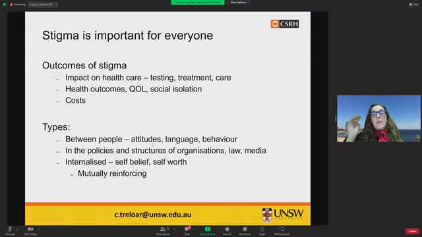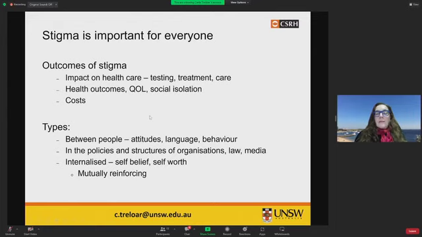We also know that stigma and stigma reduction is important for everyone involved, particularly in healthcare. The outcomes of stigma include impacts on healthcare, testing, treatment and care, each step of the care cascade. Stigma can undermine health outcomes at individual and population levels, quality of life, and social isolation measures. Each of these has costs associated with it, again, for the individual and for the health system.